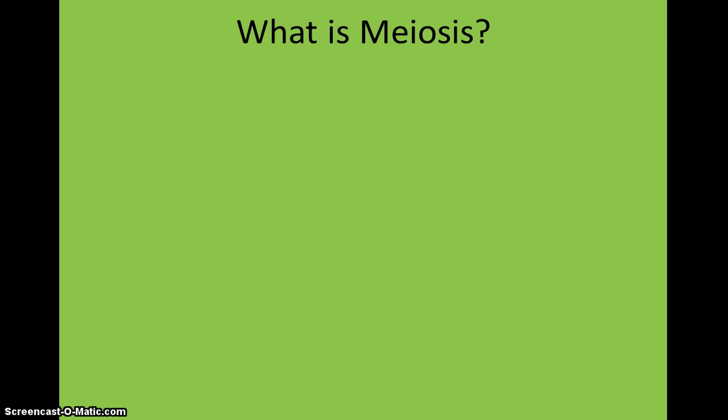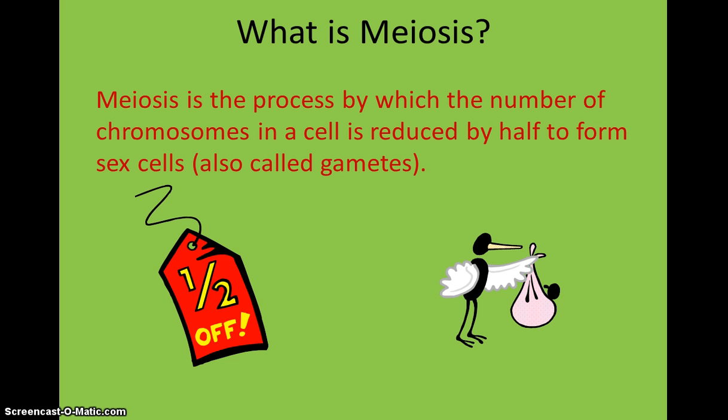So to begin, let's talk a little bit about what meiosis is. By definition, meiosis is the process by which the number of chromosomes in a cell is reduced by half to form sex cells, which are also called reproductive cells or gametes. So meiosis is actually a process of cell division.